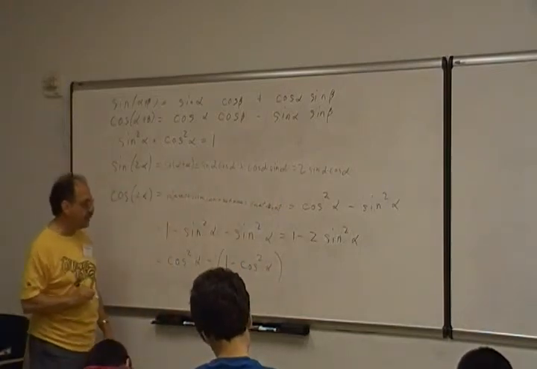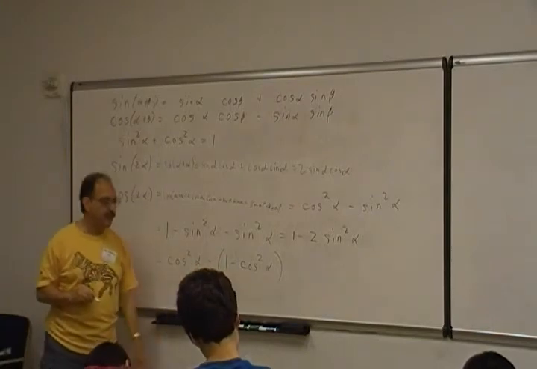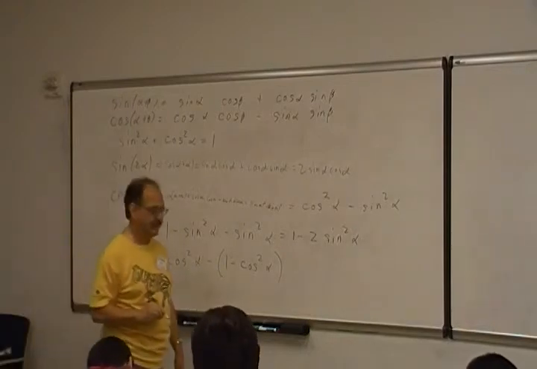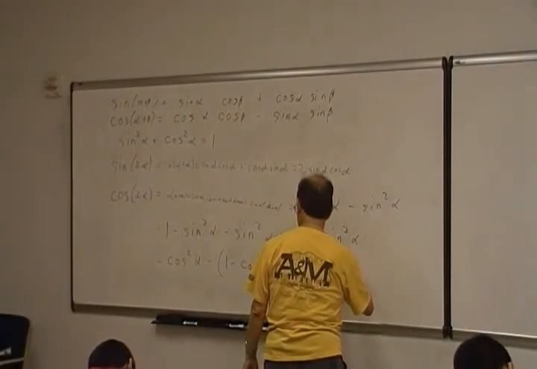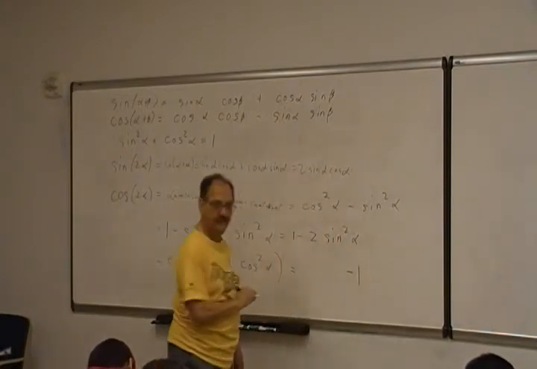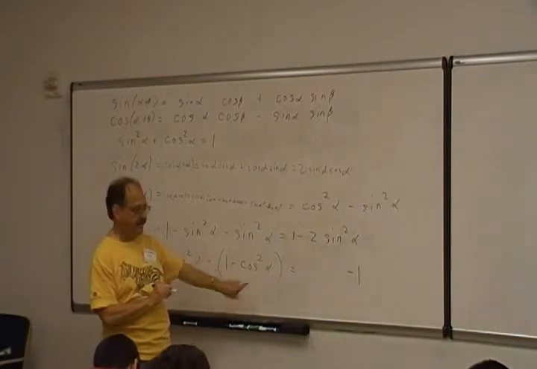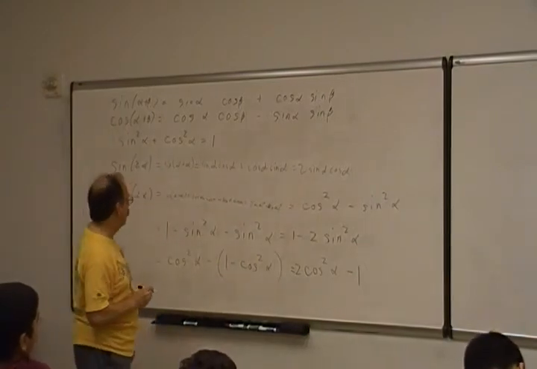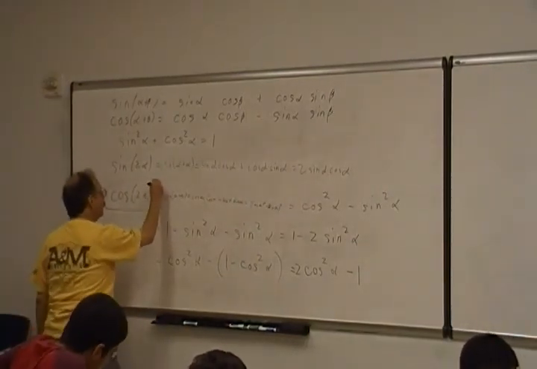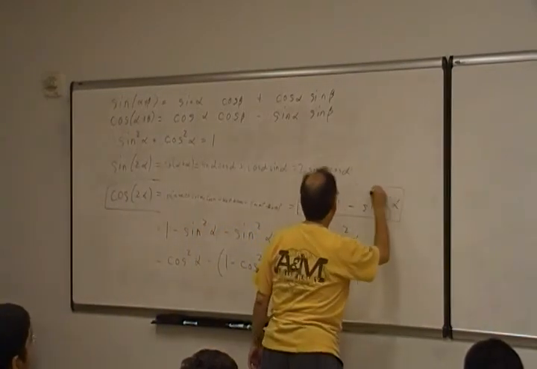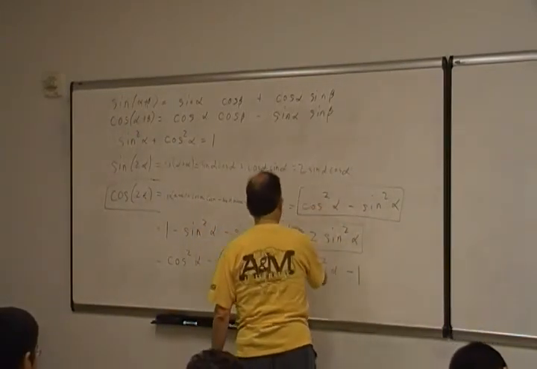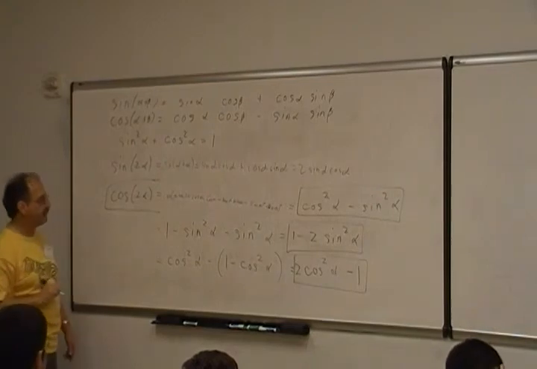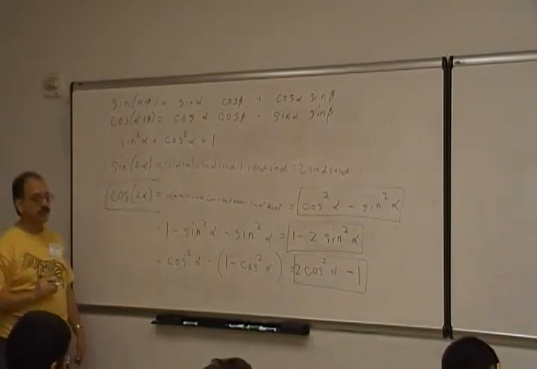Got to be a little more careful with that one. After you distribute, how does it simplify? Minus 1 plus cosine squared alpha. So that's 2 cosine squared alpha minus 1. And so for cosine of 2 alpha, there are 3 versions. That, and that. And they are all useful for different purposes. And so one should know all 3 of them.